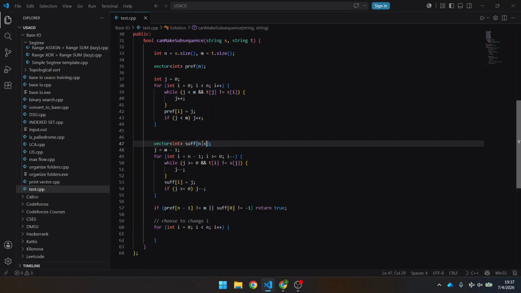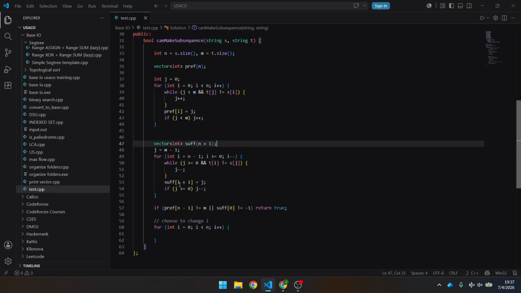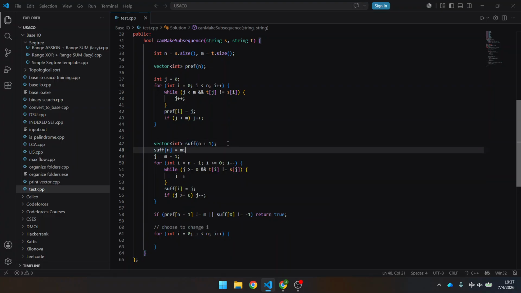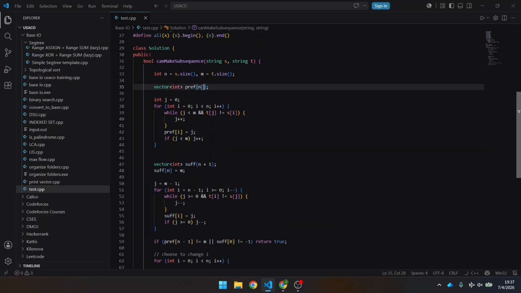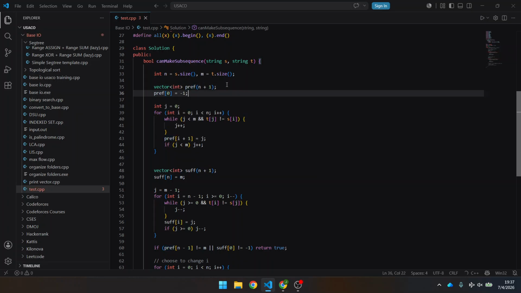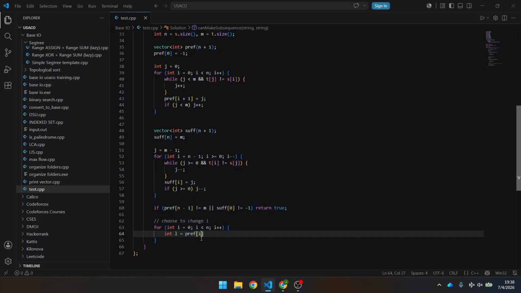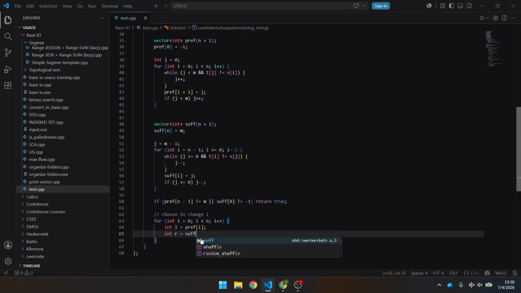Okay, well actually we'll do this. suf[0] is equal to negative. How do you do this one? suf[n] is equal to m plus 1, and pref[0] is negative 1. Int L will be equal to pref[i]. Int R will be equal to suf[i plus 1].